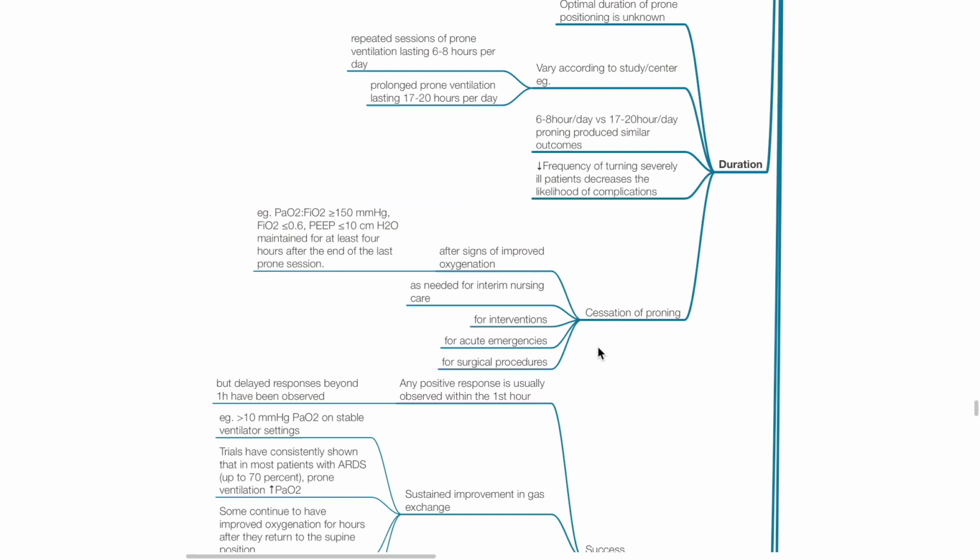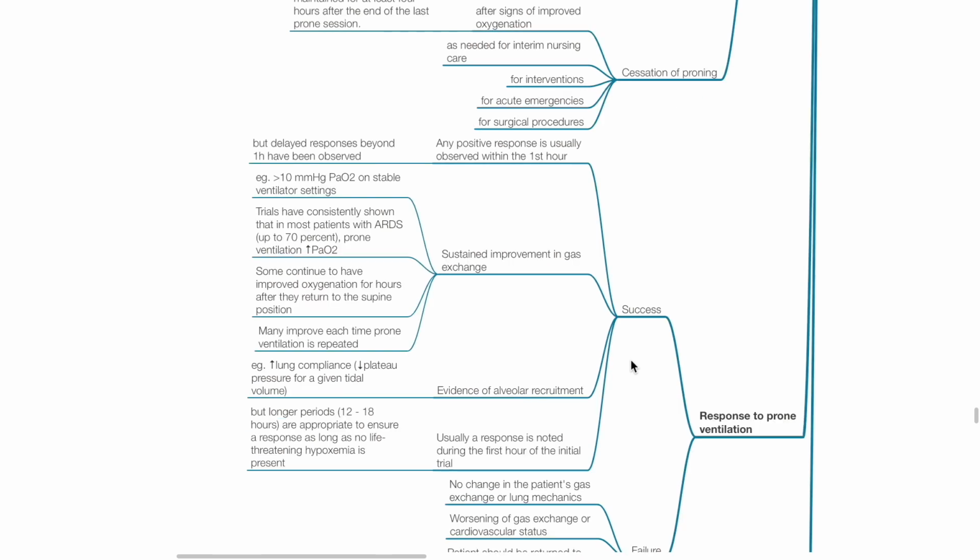Cessation of proning may be considered after signs of improved oxygenation occur, for example, PF ratio more than 150 mmHg with a FiO2 of 0.6 or less, PEEP of 10 cmH2O or less, maintained for at least 4 hours after the end of the last prone session. The patient may be required to turn back to supine as needed for interim nursing care, for interventions, for acute emergencies, or for surgical procedures.